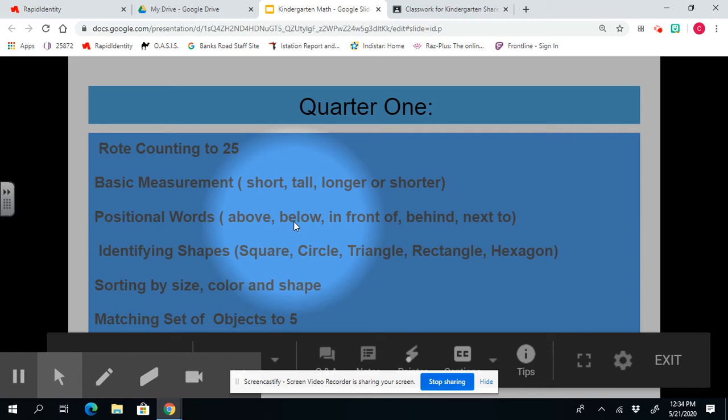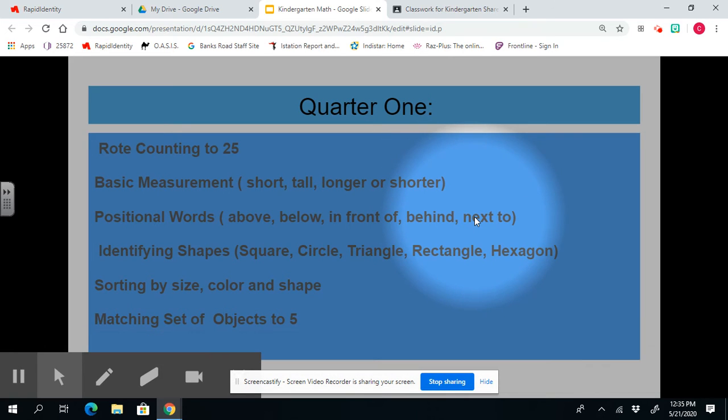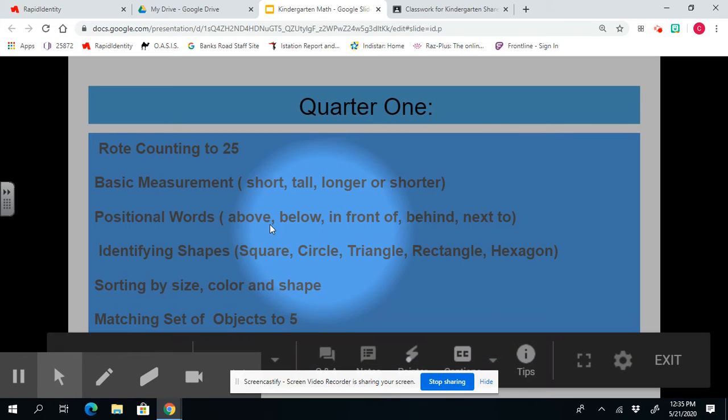My feet are below my desk. I am in front of the wall. I am behind a chair. And I am next to a pencil sharpener. Those are some ways that we can use that in vocabulary.